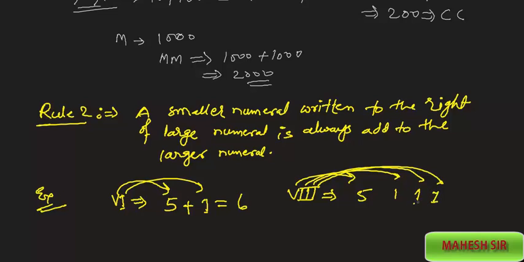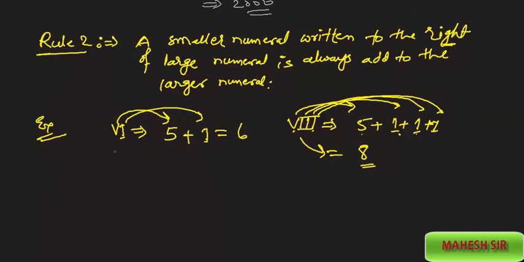So student, we add all these 3, because a smaller numeral written to the right of a larger numeral is always added to the larger number. Look, on the right-hand side of V, 3 I's are standing. So with this V, these 3 I's are added: 5 plus 1 plus 1 plus 1 becomes 8. So this Roman numeral is standing for the number 8.